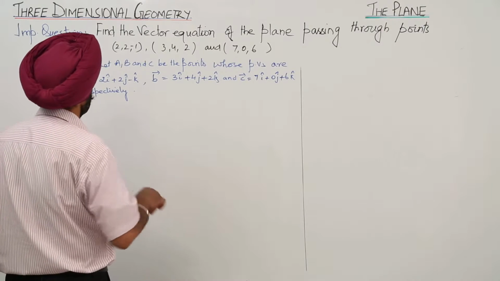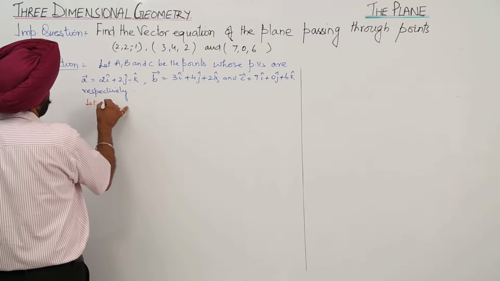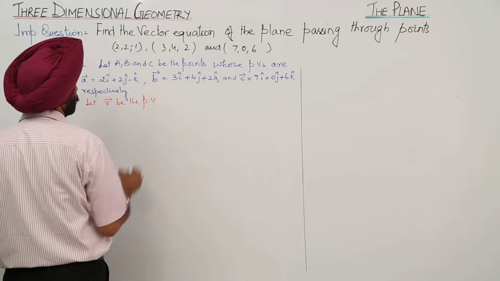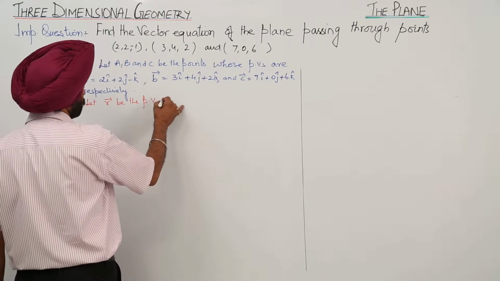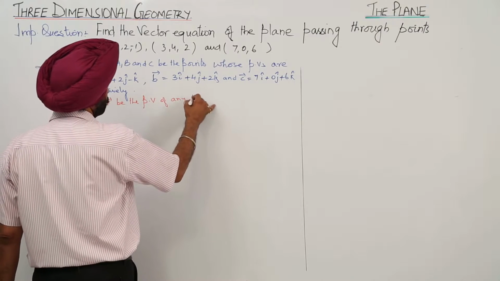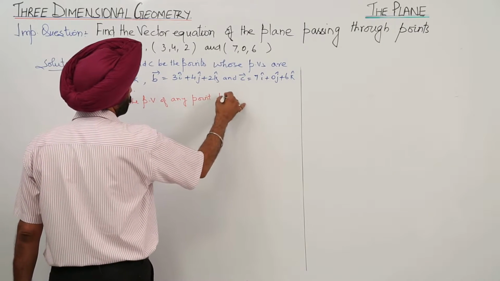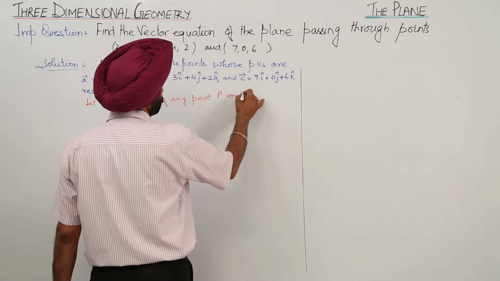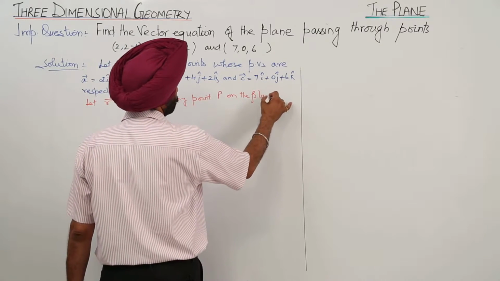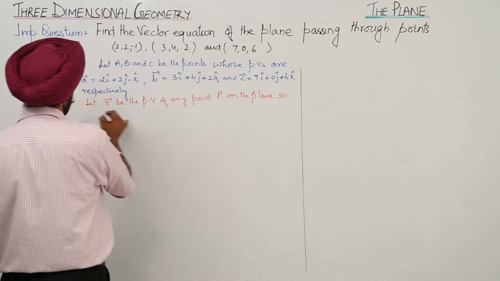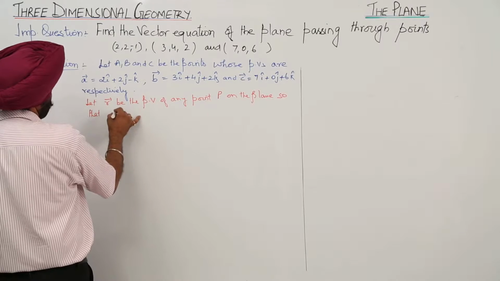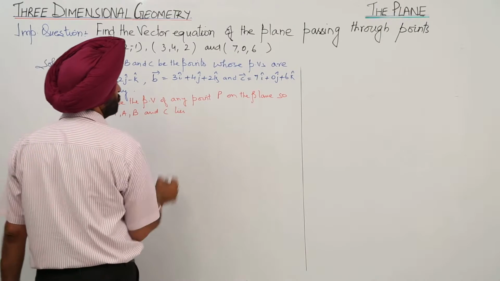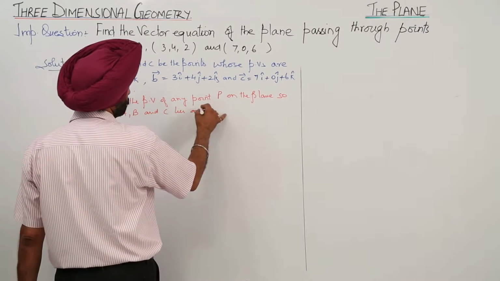Now, let vector R be the position vector of any point P, capital P, on the plane so that P, A, B and C lie on the same plane.